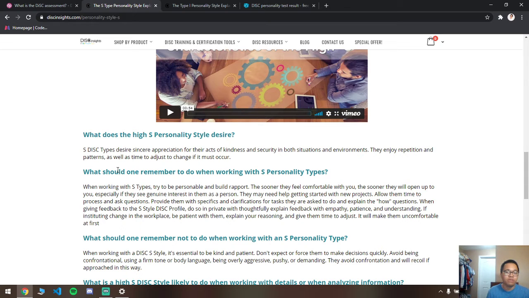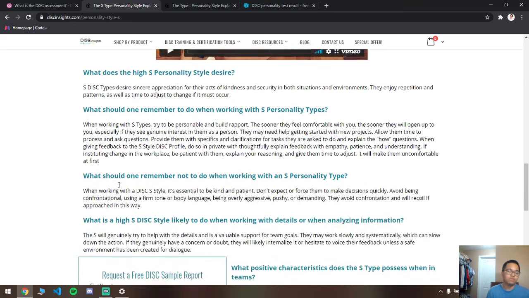When giving feedback to the S style, do so in private with thoughtful explanation, and give feedback with empathy, patience, and understanding. If instituting change in the workplace, be patient with them. Explain your reasoning and give them time to adjust. It will make them uncomfortable at first.